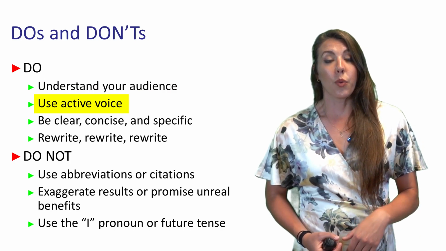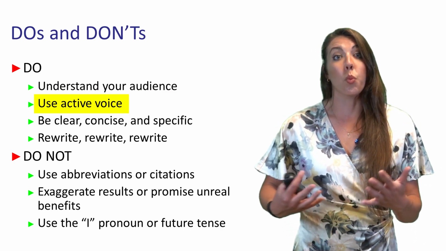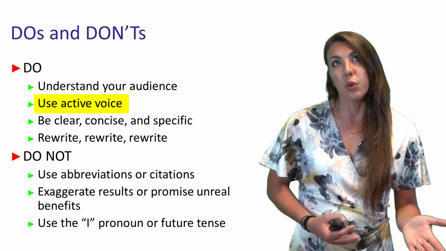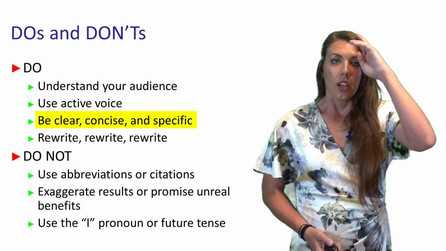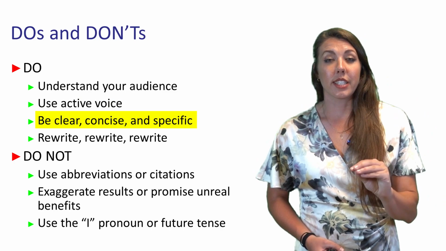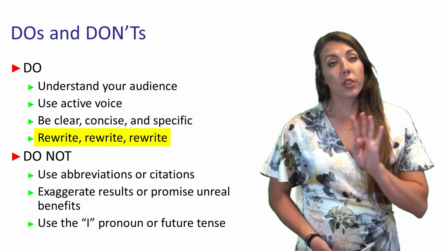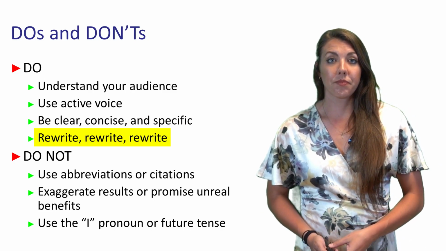Secondly, write in active voice. Say we did instead of this was done, right? However, if it's not really important who did it, then the passive voice can be okay. Thirdly, be as clear and concise and specific about your results as much as possible. Fourthly, rewrite for brevity and clarity as many times as needed.